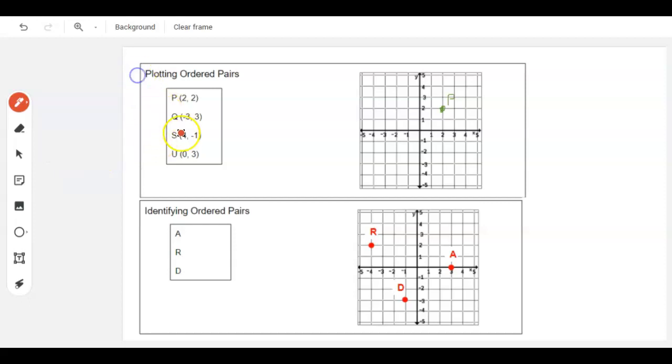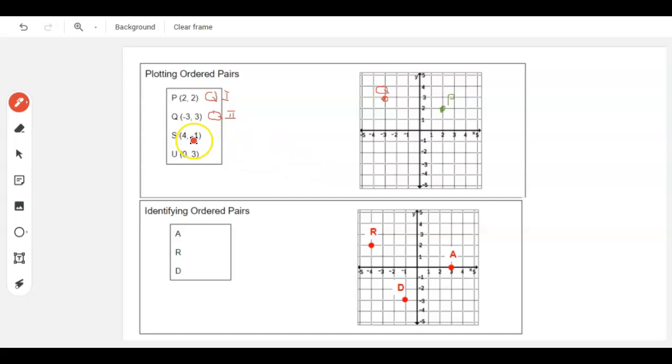All right, so for Q, I see negative, positive, so it's going to be in quadrant 2. Okay, 1, 2, 3, 1, 2, 3. And I have to label that with a Q. I am going to label this Q2 for quadrant 2. I'm going to label this Q1 for quadrant 1. You want to pause it and try S and U and label what quadrant they're in?